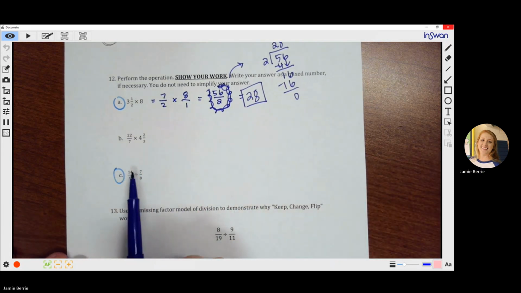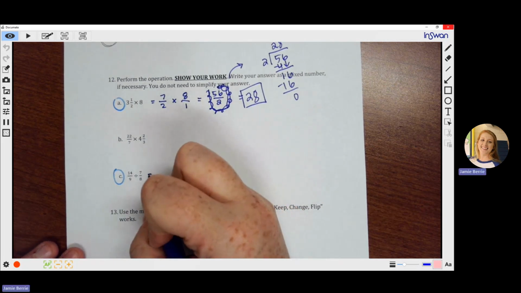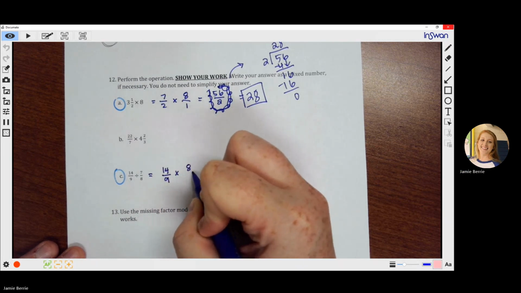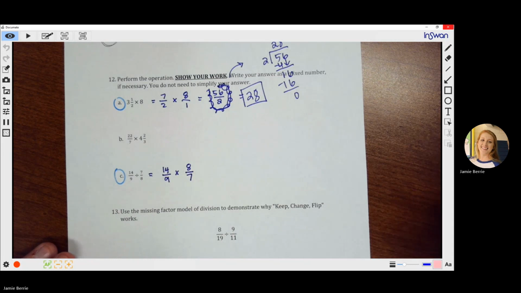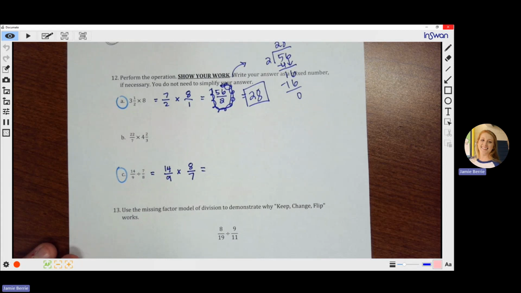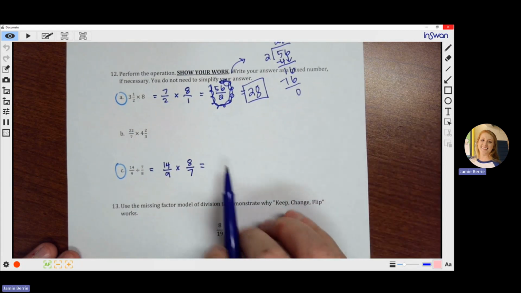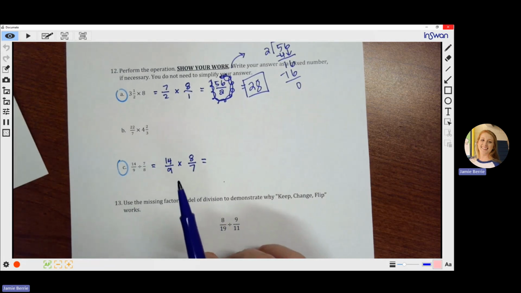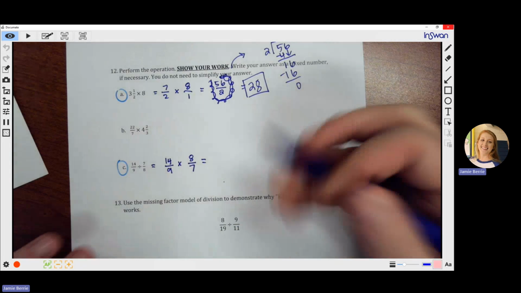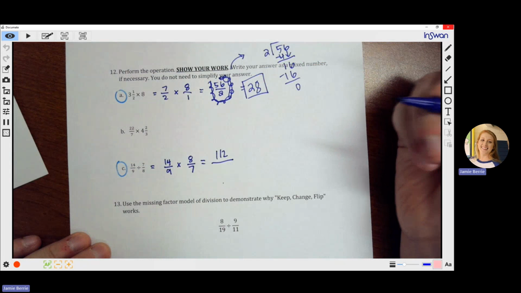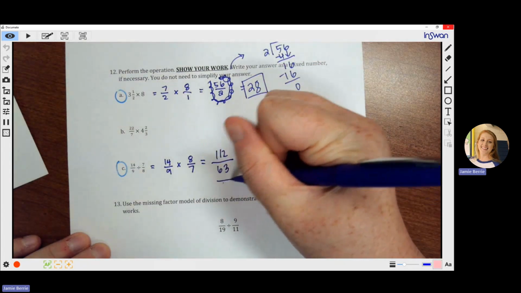Part C, 14/9 divided by 7/8. I'm going to keep, change, flip. I've made this into a multiplication problem, so I'm just going to multiply numerators, multiply denominators. 14 times 8. I'll try to pick better numbers for the test. I just picked these randomly, so that's why I'm getting these weird numbers. 14 times 8 is 112. 9 times 7 is 63.